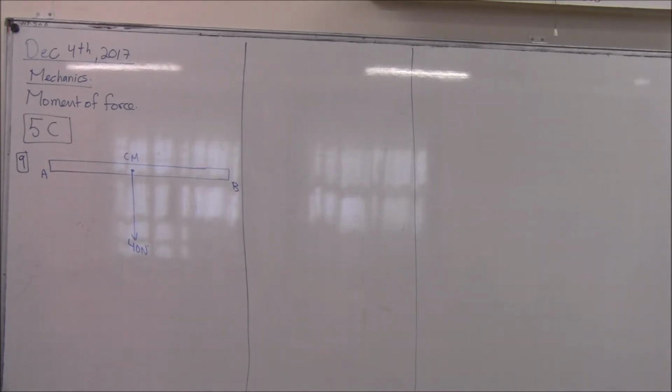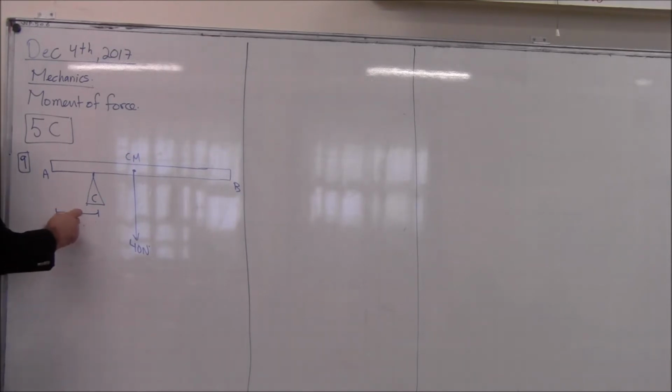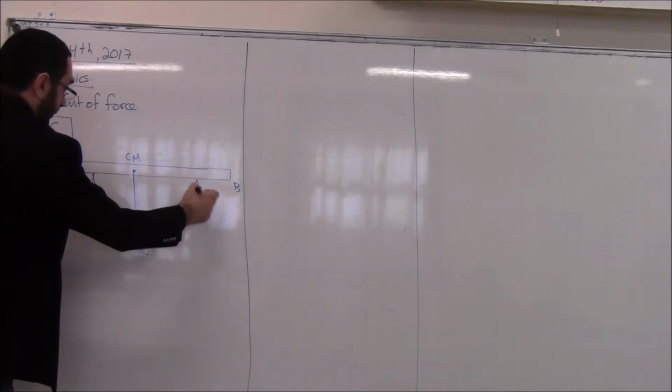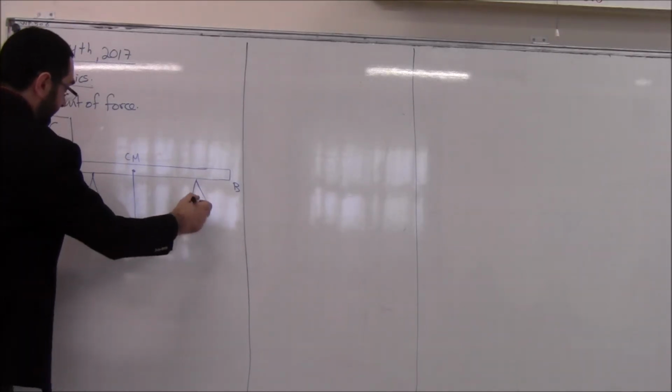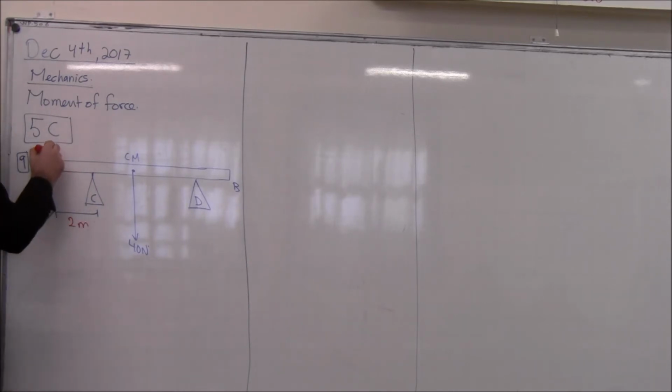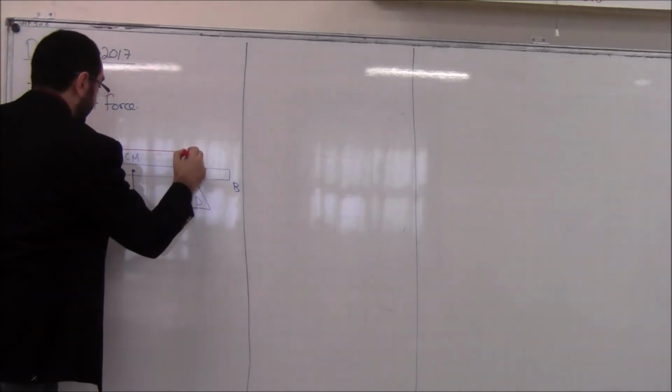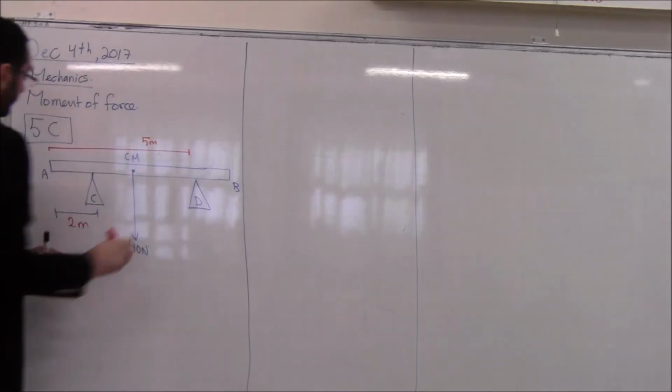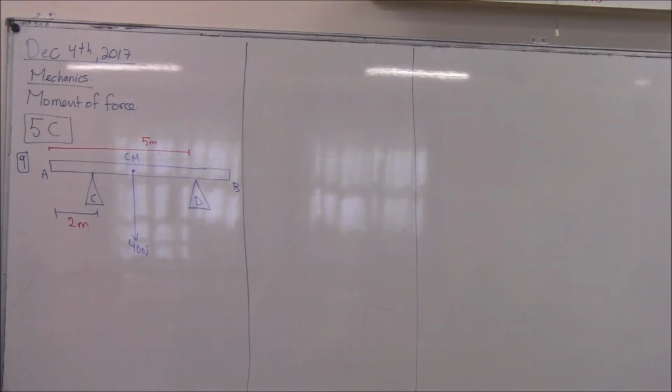From A to C is 2 meters. From A to D is 5 meters. Pay attention here, please. D is 5 meters from A. Any question about this?